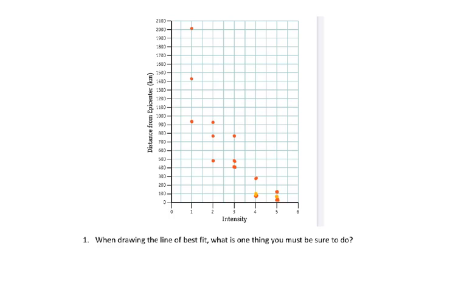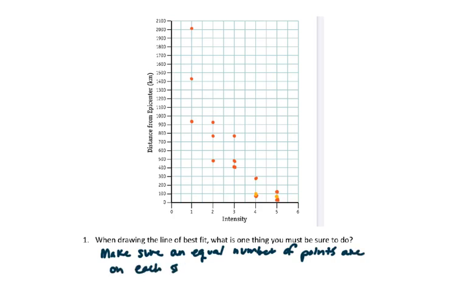So our first question is, when drawing a line of best fit, what's one thing we must be sure to do? And the answer to this question is make sure an equal or roughly equal number of points are on each side of the line. This is an estimate. It's not a perfect guess, but we're trying to do the best we can with what we got.